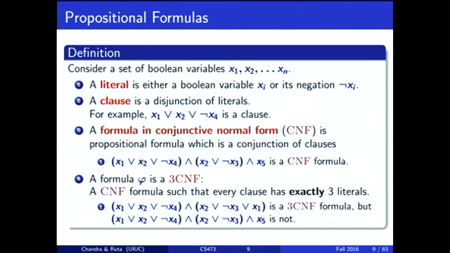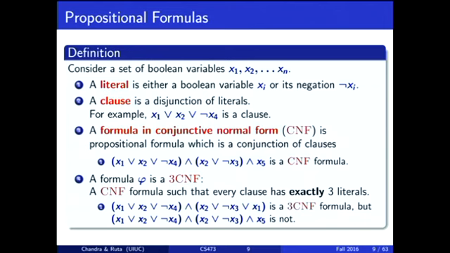Setting a literal to true depends on whether the literal is in the regular form or in the negated form, right? So, if you set x2 to true, this clause will be satisfied because it's an OR. But you can set x4 to false, and that also will set this clause to true. So that's what it means to satisfy this formula. It's a special case of Boolean formulas. And okay, so what is a 3CNF formula?